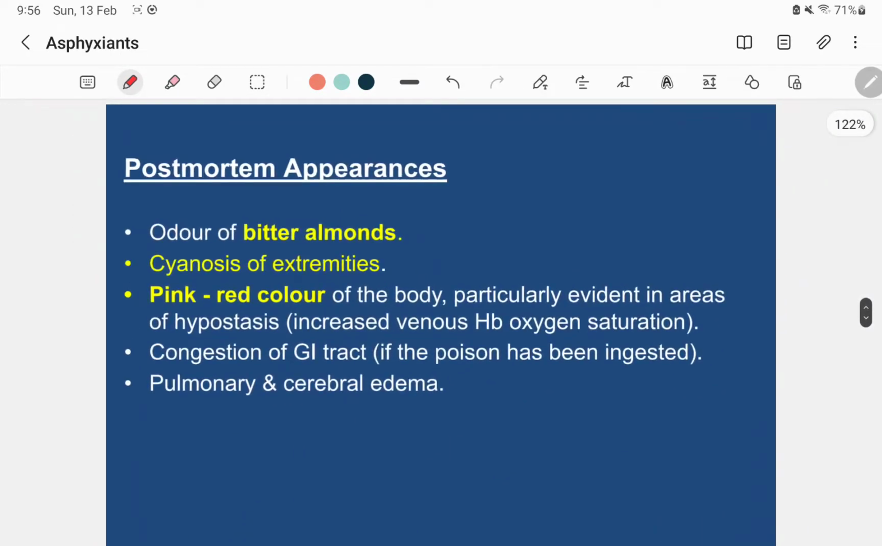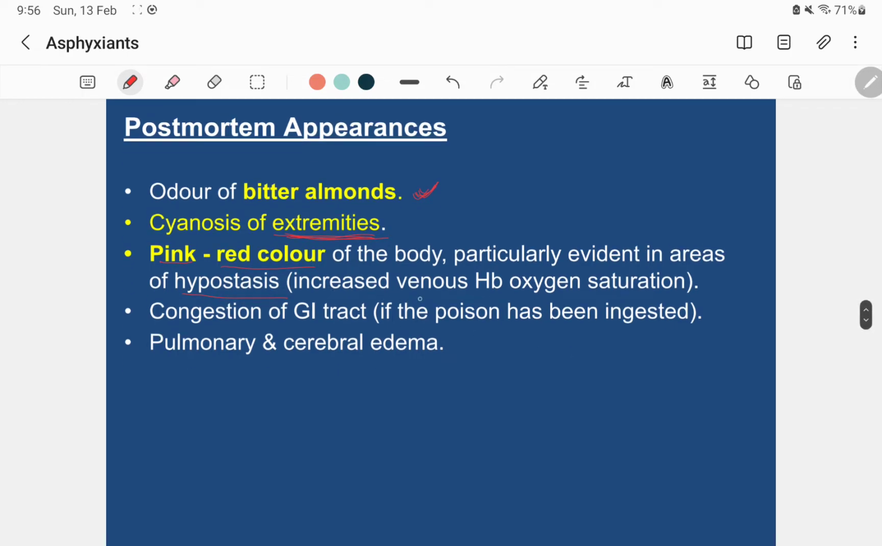Now, anyone with cyanide poisoning, if they die and come to the mortuary for the autopsy, we find the odor of bitter almonds. So it is very distinguishing. And then we will see cyanosis of the extremities, because it has displaced oxygen. And then a pink red color of the body, particularly evident in the area of the hypostasis. And then increased venous hemoglobin oxygen saturation.